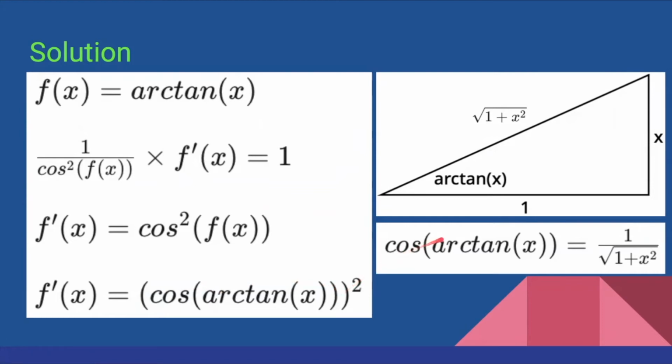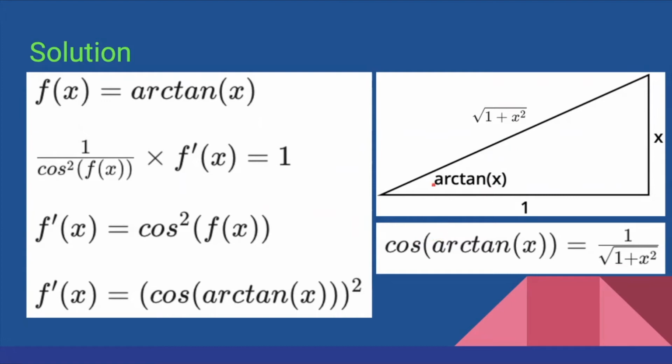So the way to do that is to draw a right triangle with one of the angles being arctangent of x. And then now, because this angle is arctangent of x, we know that the ratio of the opposite side over the adjacent side has to be x. And so the simplest way to do that would be x and 1. And then from the Pythagorean theorem, we know that the hypotenuse is the square root of 1 plus x squared. All right, and then we want to find cosine of arctangent of x.